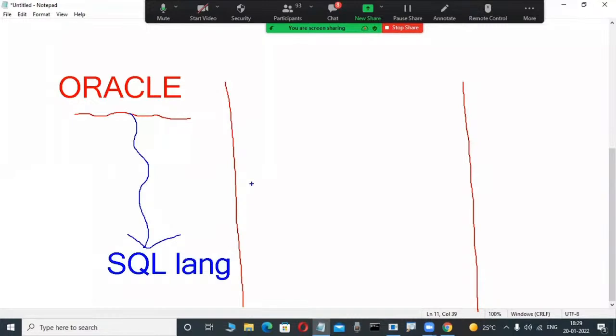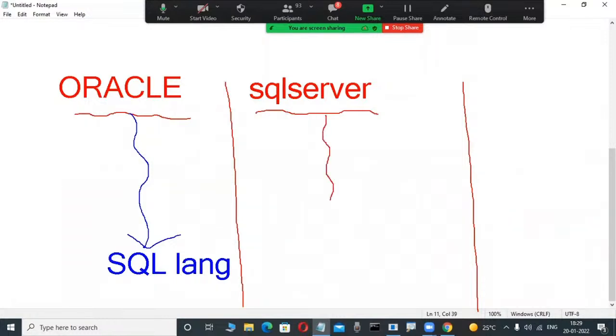Suppose in my company another project also exists, which is also a relational database product, from Microsoft. That is SQL Server. Some employees are working on the SQL Server product. It is also a database product, like Oracle, but to operate it they use one language only: SQL is a language.